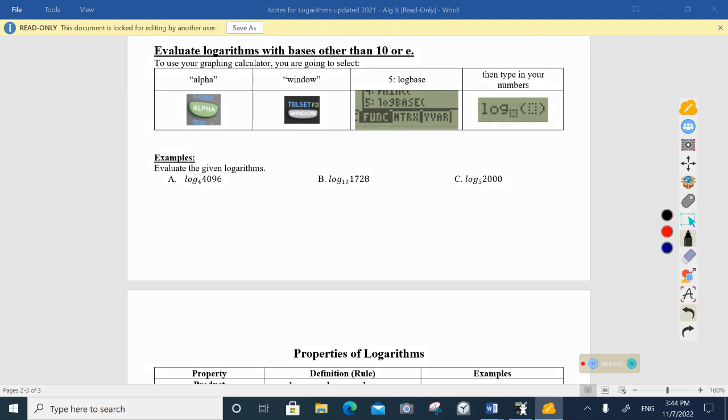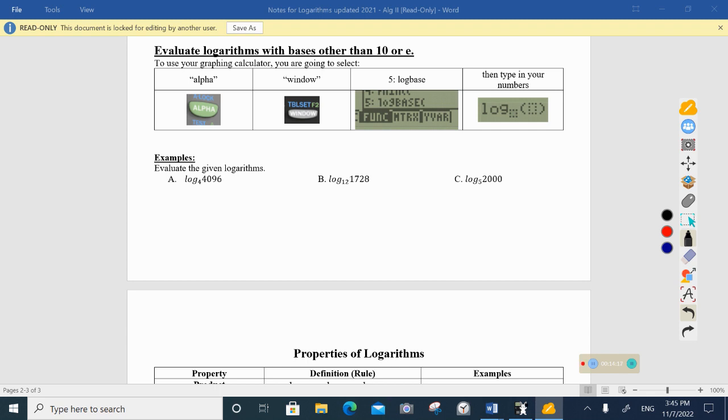Okay, next what I want to do is evaluate different logs that don't have a base of 10, which is the common log, or base e, which is the natural log. Those are the only two buttons on the faceplate of our calculator: log base 10 and natural log base e. But you will often have other log bases. So on the calculator, you're going to hit alpha window number 5, which is log base, and this last little screen is a screenshot of what's going to come up on your calculator.